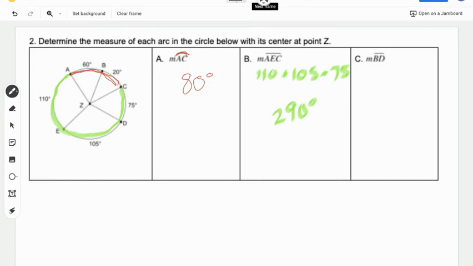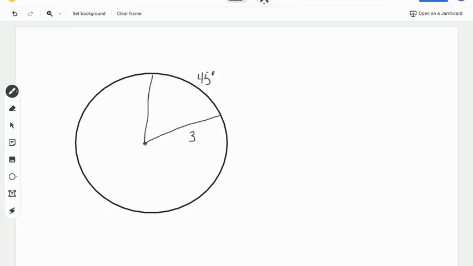Finally, let's look at one last one. The measure of arc BD. It's going to be those added together. So we'll have 20 and 75, which means the arc BD must be 95 degrees. Okay, then we get into a couple of these ideas of finding the arc length. Okay, so we have a circle here. We know that the radius is 3.